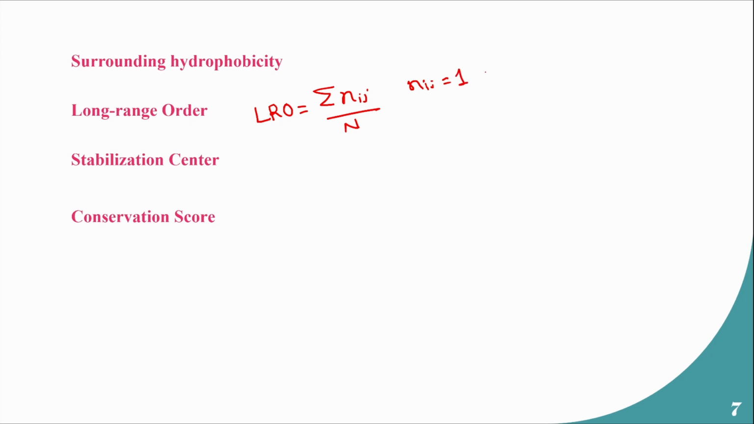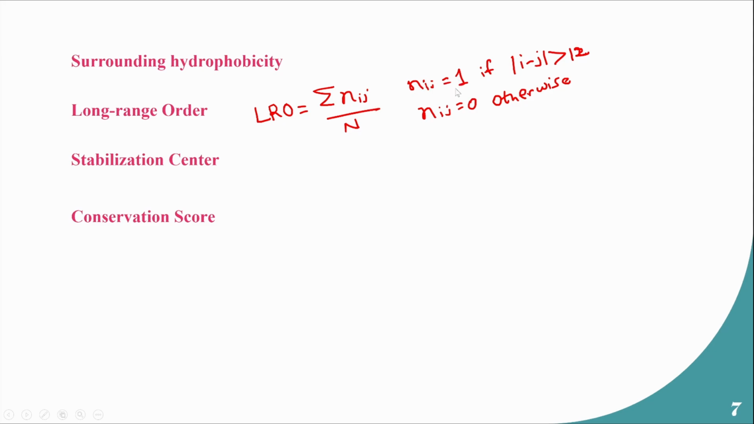Some sort of conditions like this can be included. nij equals 1 if the distance between i and j is, let's say, greater than a cutoff. Let's say we use 12 angstrom as a cutoff. So if it is greater than 12, then we write nij equals 1, and conversely, nij equals 0 otherwise. So this is a way to quantify the long range contact in a protein.